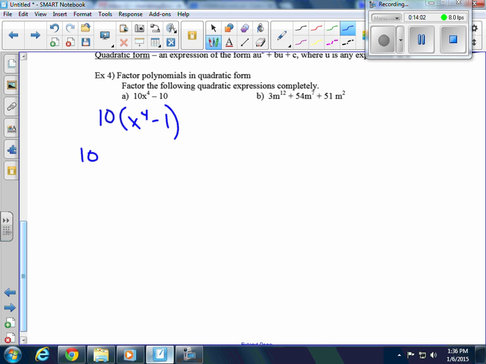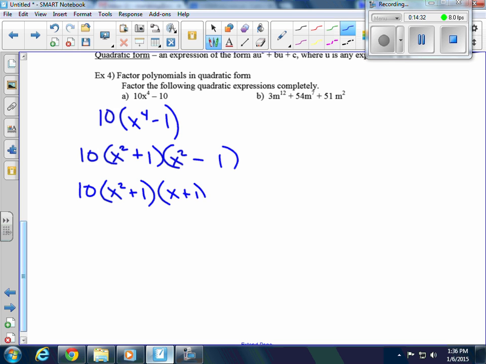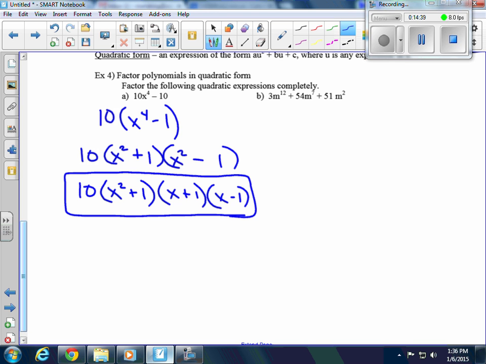So I have 10, and the factors of x to the 4th would give me x squared times x squared. That's going to give me x to the 4th. And factors of 1 are just 1 and 1. And we know that it has to be a plus and a minus. So we have to check, can I factor this any further? Well, the 10 I can't. The x squared plus 1, no, I can't do anything with that one because that is not a difference of squares. However, the last one is because I have that minus sign. It's the difference of squares. So I can factor this one, x plus 1 and x minus 1. And now this is factored completely.